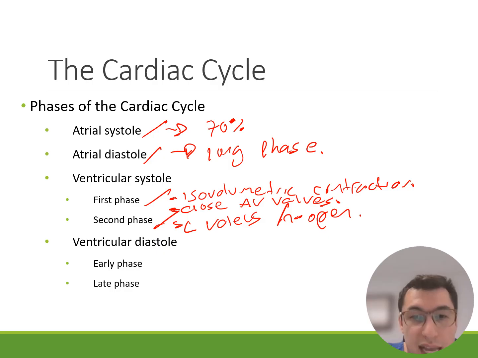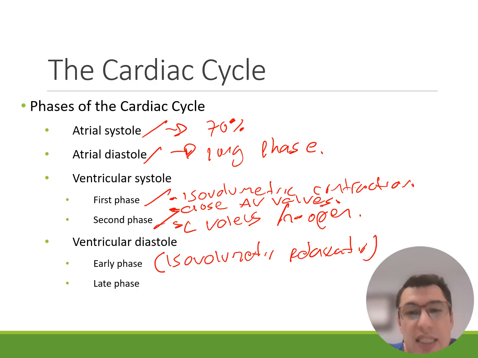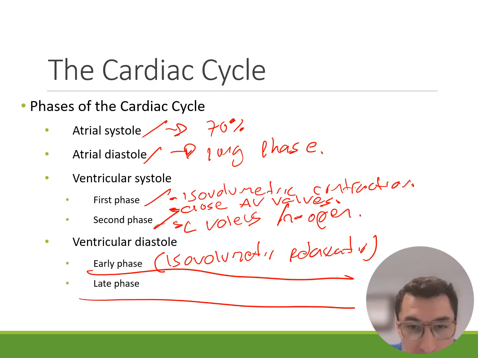Now, ventricular diastole starts at the end of ventricular systole, and this is the relaxation of the ventricles. As soon as the early phase starts, we have isovolumetric relaxation. And this means that the ventricles start to increase in size, lowering the pressure, allowing for those atrioventricular valves to open, and it is in this late phase that the AV valves actually open.